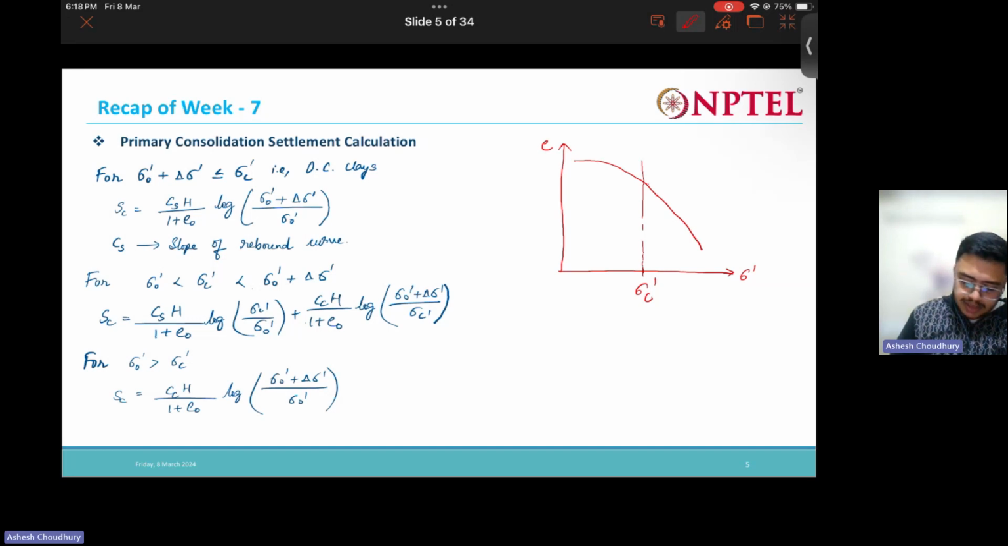First case is that initially say my stress was here, and then my stress after increasing, so this is the first case. This means in this part the soil is over consolidated, and in this part the soil is normally consolidated. So what we do when the soil is over consolidated, in the settlement calculation, this equation that you see for SC, this is a little bit familiar, right?